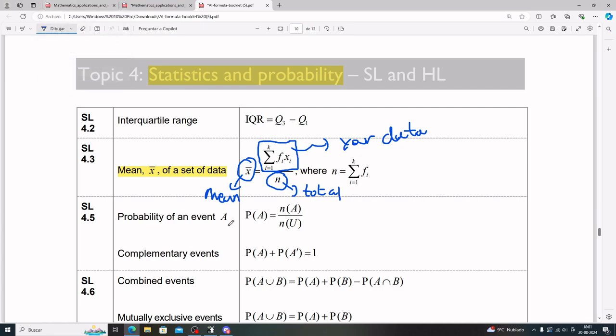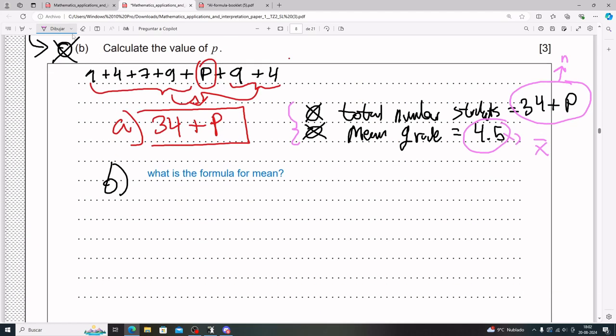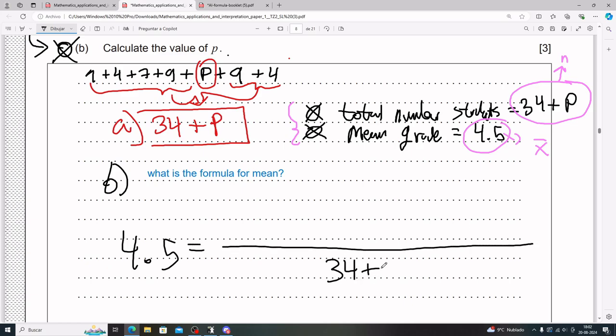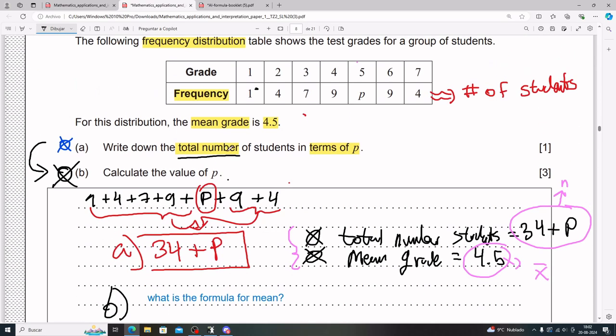All right, applying the formula that I have until now, I have the mean there on the left, and I have the total on the bottom. So for now, what I can do, okay, is that I have the mean grade. I have the total on the bottom for your denominator, which is 34 plus P. And now I can start filling in the numerator up top.